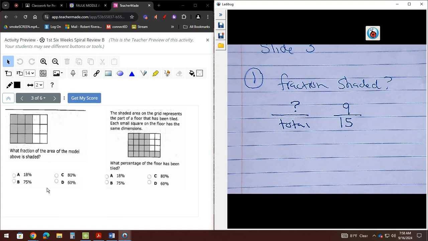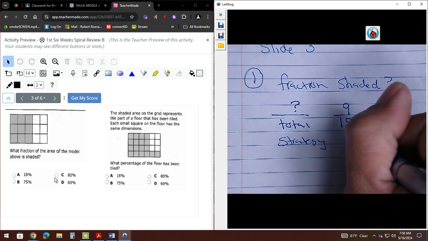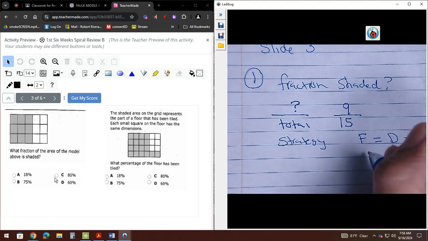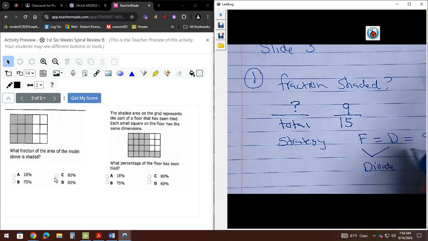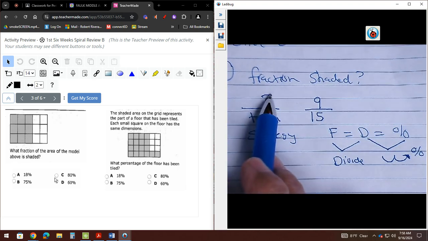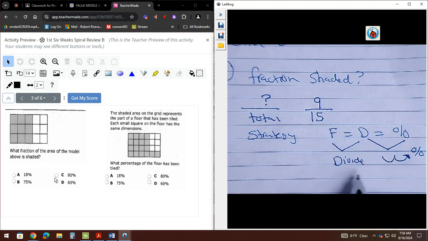But I see that my choices are percent, so my strategy is going to go from fraction to decimal to percent. Now from fraction to decimal, we divide bottom out. From decimal to percent, it's twice to the right. And then you put the percent symbol, okay? So my question was fraction shaded. I had to create one because there was no fraction there. There's my fraction. Strategy is fraction, decimal, percent. Divide from fraction to decimal, and then from decimal to percent, we will move twice to the right.